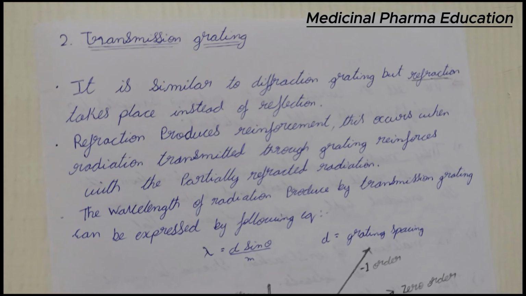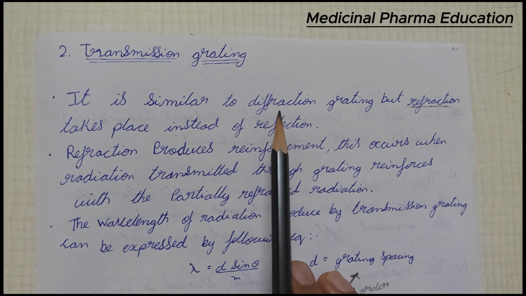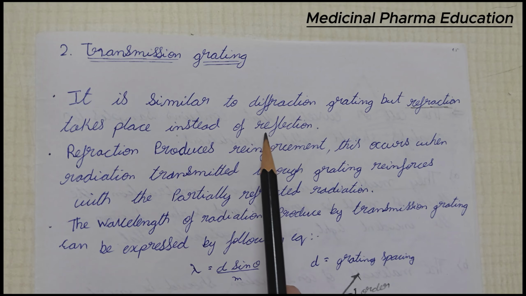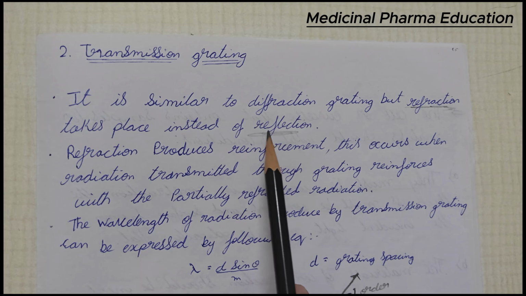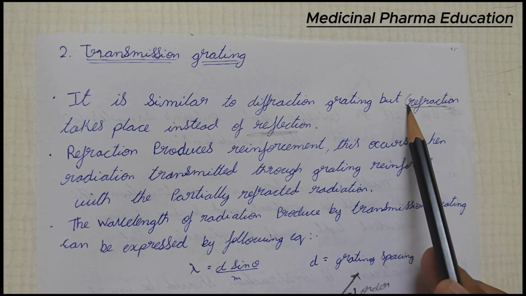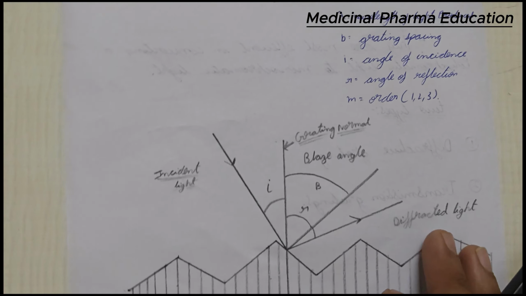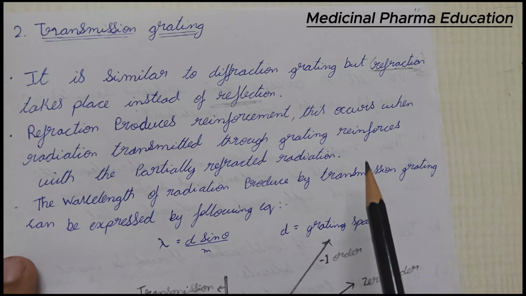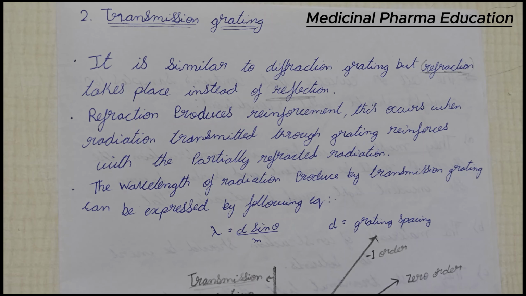Next one is the transmission grating. It is similar to the diffraction grating, but here refraction takes place instead of reflection. That's the basic difference. In this diagram, reflection takes place in the previous one, but here refraction. I think you understand the difference between refraction and reflection.